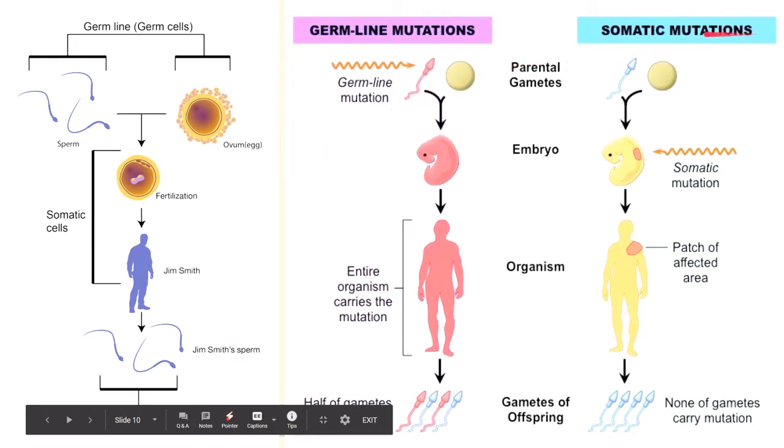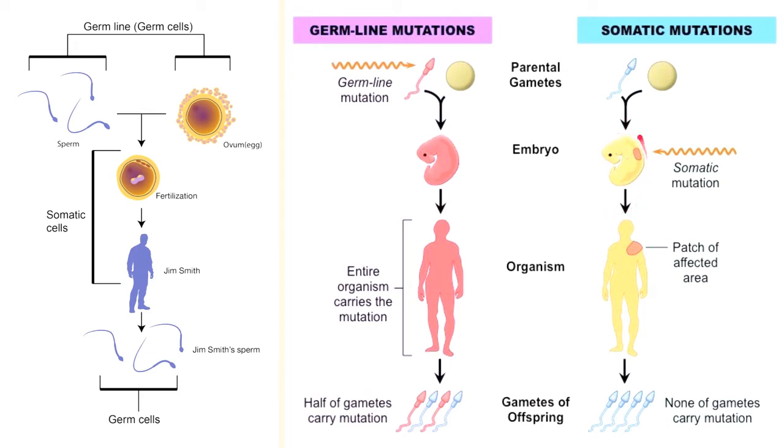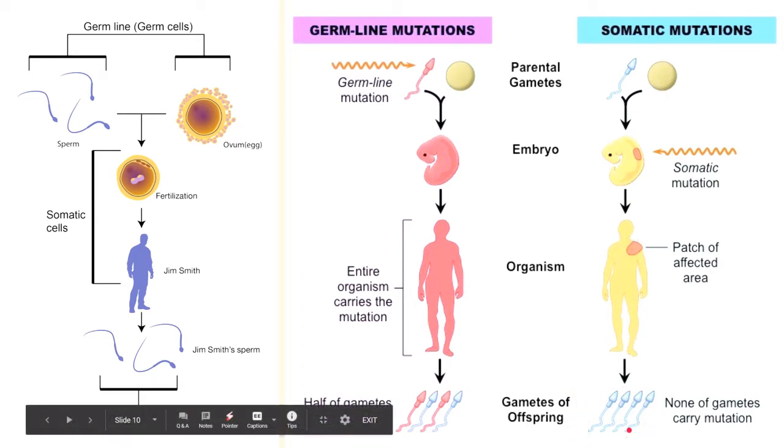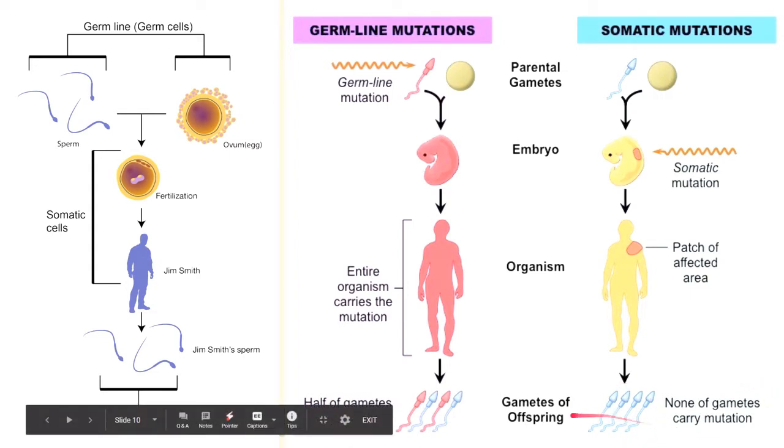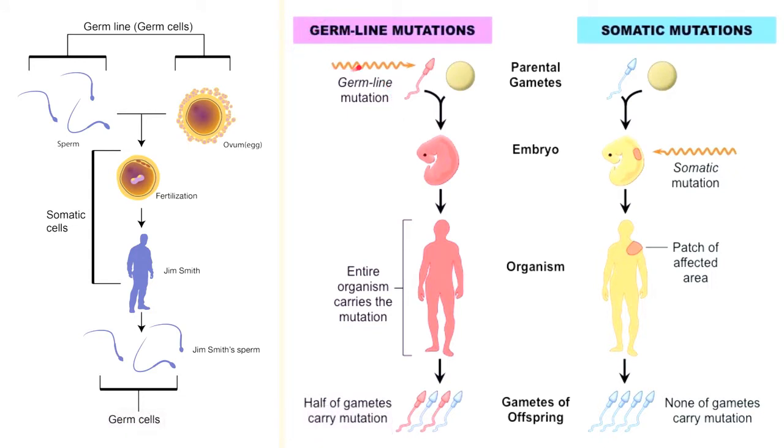Now, somatic mutations, okay, or changes within the body. For example, here is the organism, and then a mutation happened within its body, a patch of affected area on its shoulders. It will not be transferred, or it will not cross the Weismann barrier. It will not be inherited by its offspring, okay, because none of its gametes, none of its sperm cells or egg cells, will inherit the mutation. Only changes in the germ line or germ cells can be inherited.